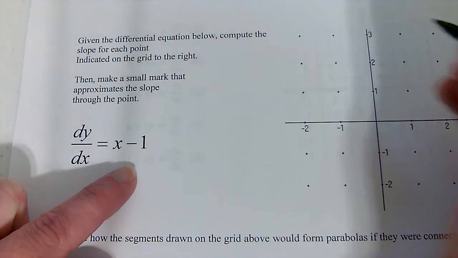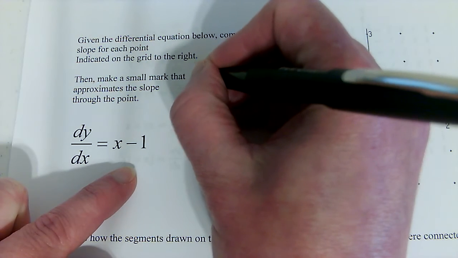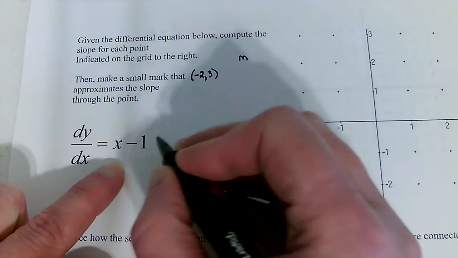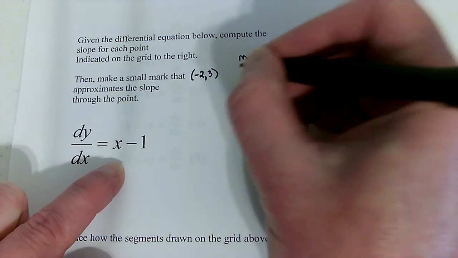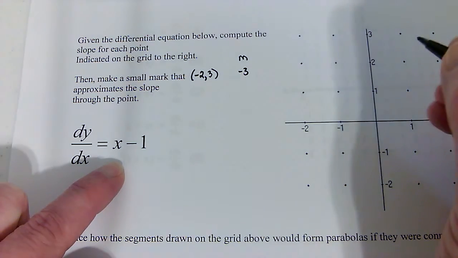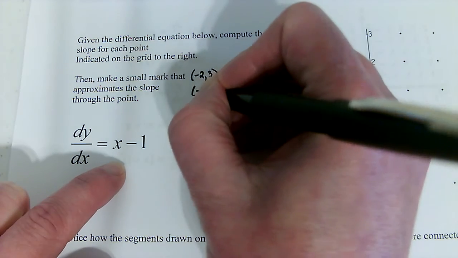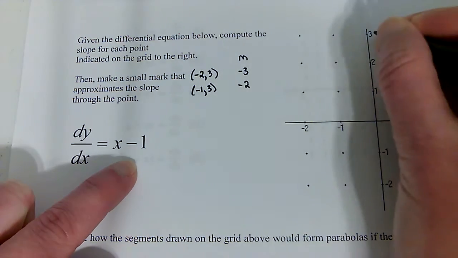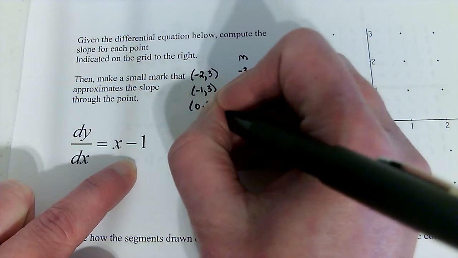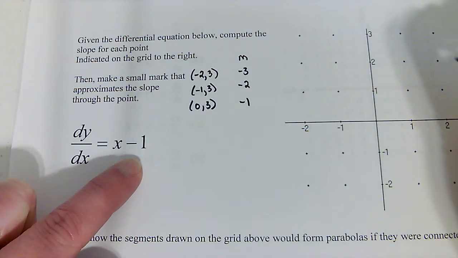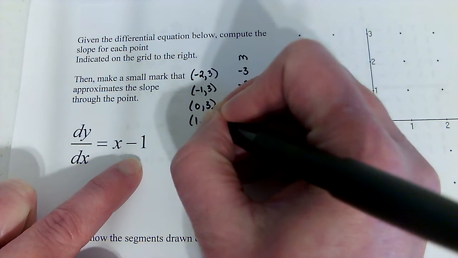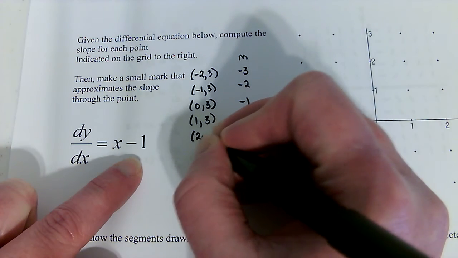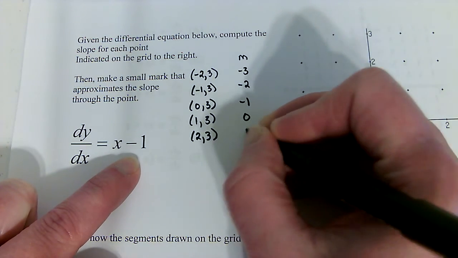So I've got -2, 3. The slope at -2, 3 is going to be -2 minus 1, that's -3. Then I'll go across to -1, 3. -1 minus 1 is -2. Then let's go 0, 3. 0 minus 1 is -1. Then I have 1, 3. 1 minus 1 is 0. 2, 3. 2 minus 1 is 1.